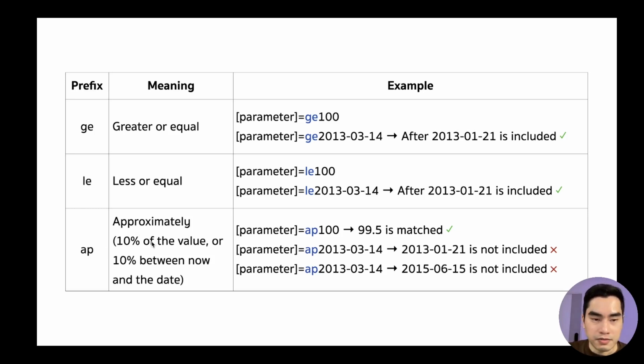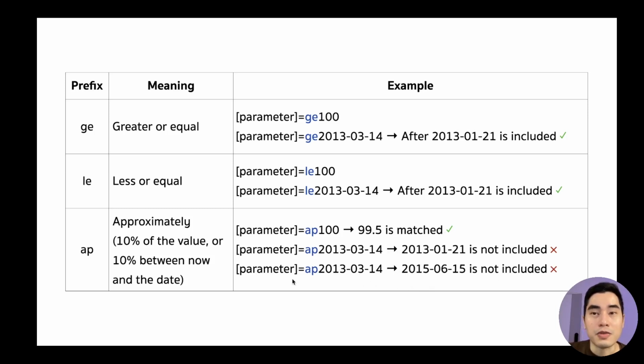Approximately is for plus or minus 10% of the value, or 10% between now and the date. I don't quite understand this one either. If you set it like this, approximately 100, 99.5 is matched because it's within 10% of 100. And approximately 14th of March, this one is not matched. Maybe because it's too close to March, but if you change it to 2015, this one is not matched.